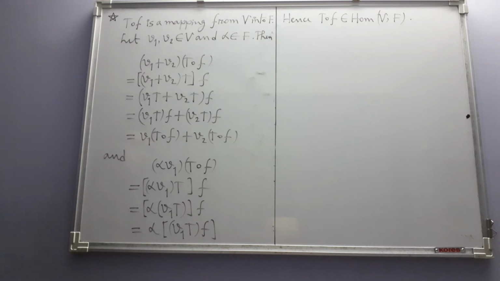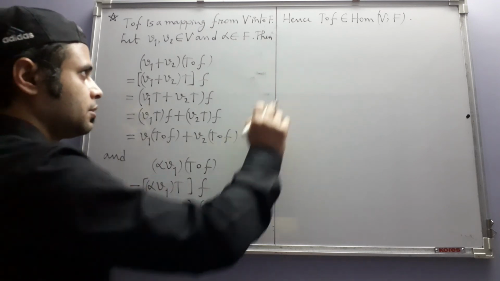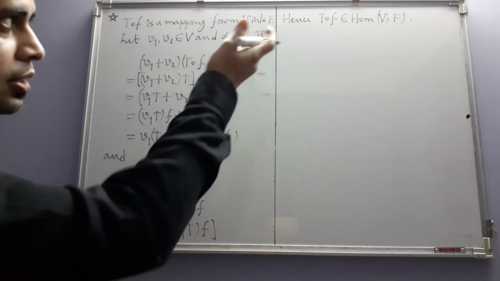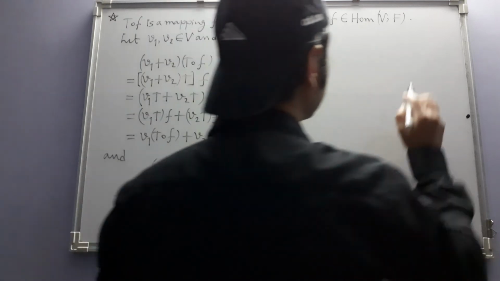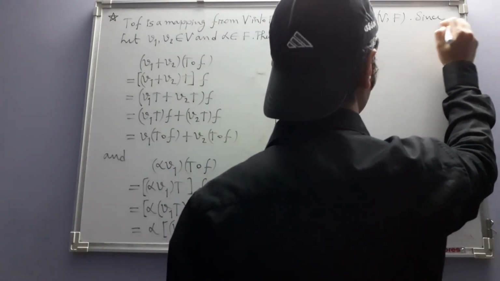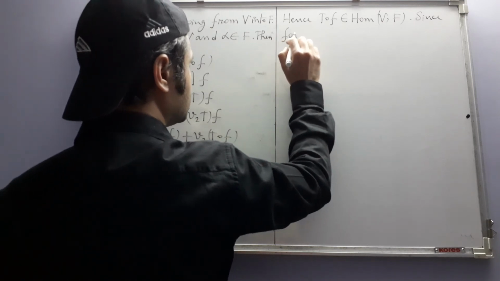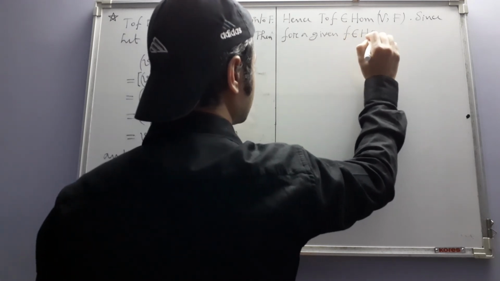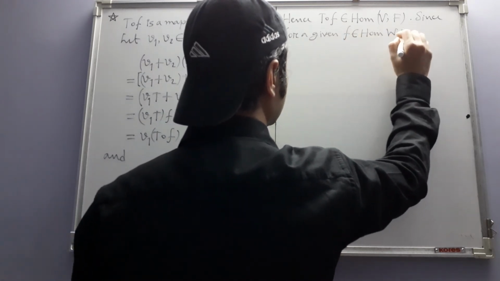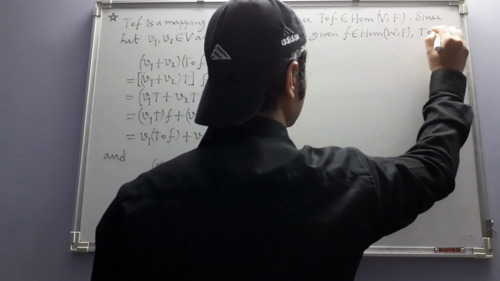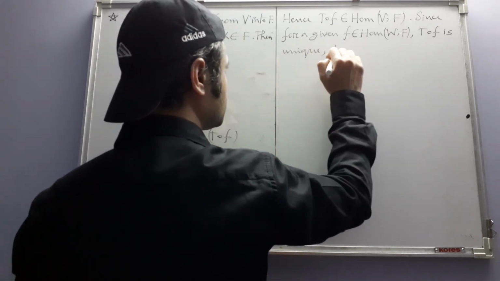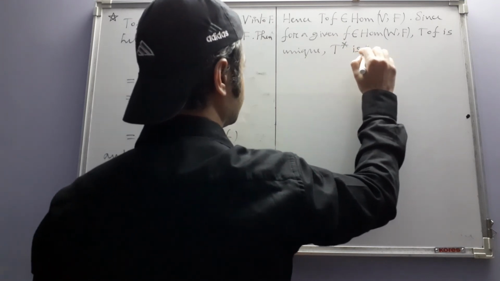What have we shown? We have just simply shown, even after doing so much, that the image of F under T star is actually an element in the second set. Since T composition F is unique, T star is well defined.